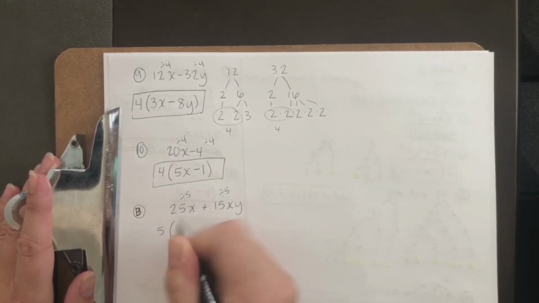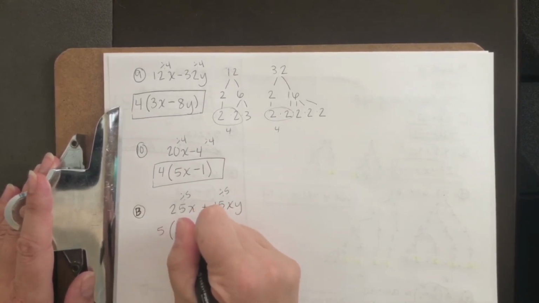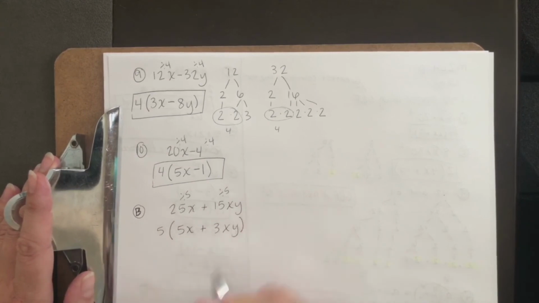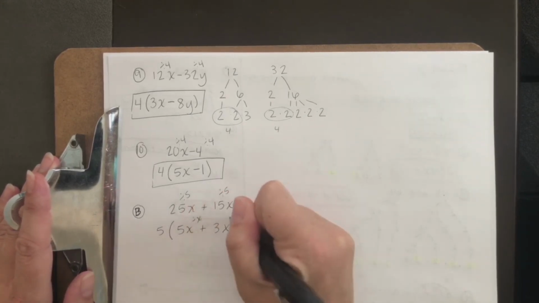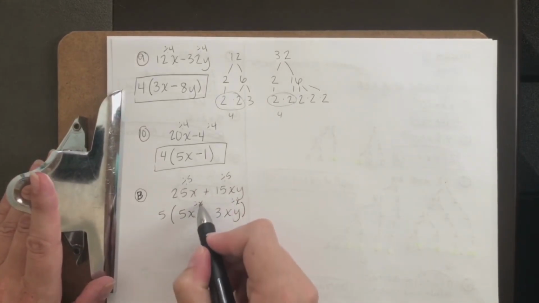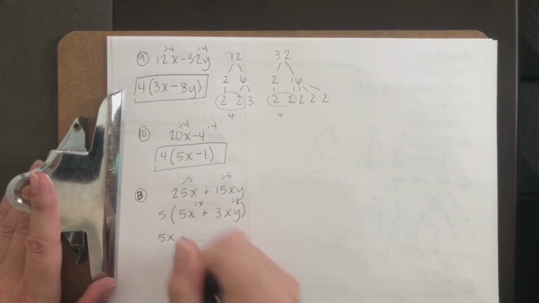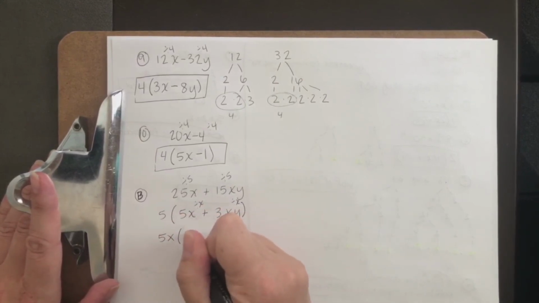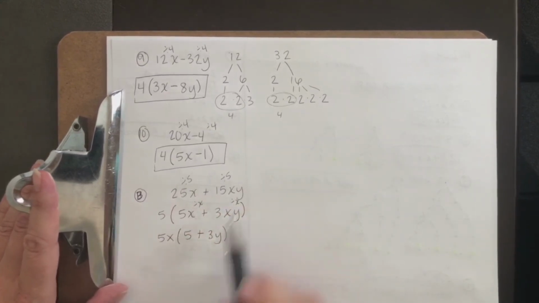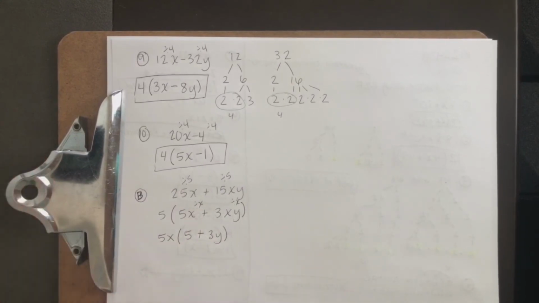So 25 divided by 5 is 5x, plus 15 divided by 5 is 3xy. Is there anything else I can divide out that they both have? Yes, there is. There's the x. I can divide out the x. If you saw that, excellent. Most excellent, dude. So we're going to pull out the x and put that as well with the 5. And this will be 5 plus 3y. There's your bonus. We can also take out the x. All right. Let me know if you have any questions.